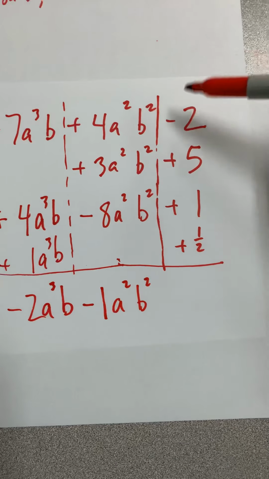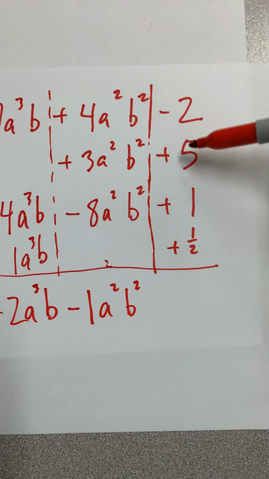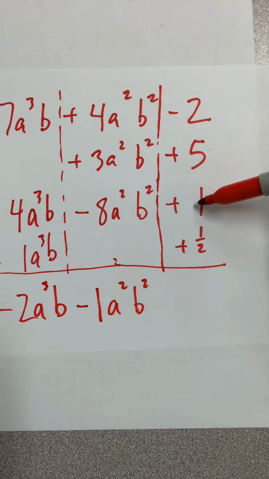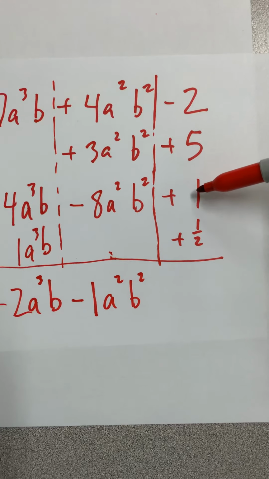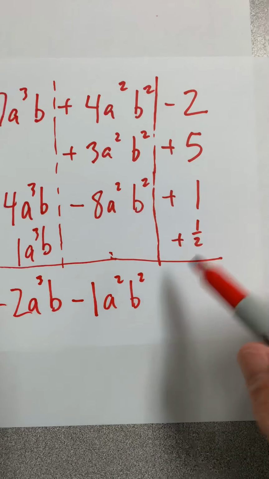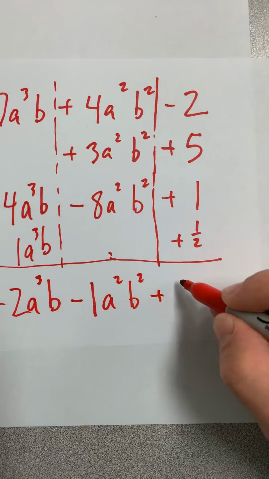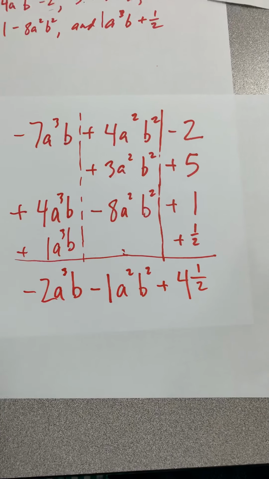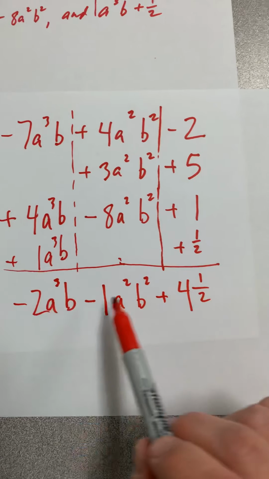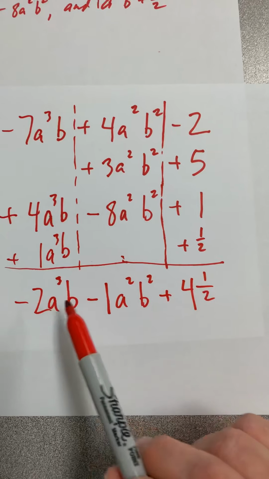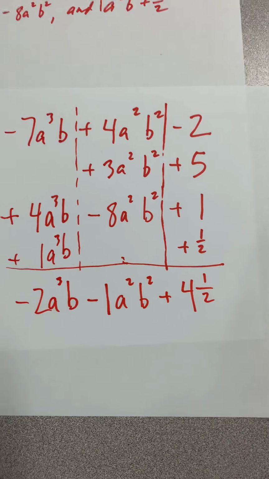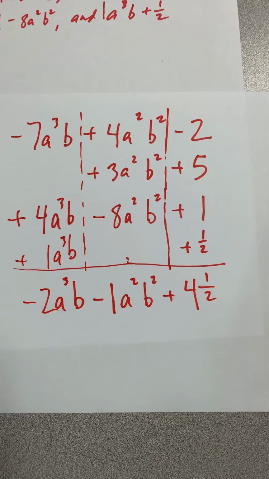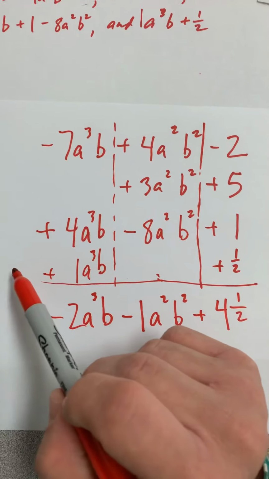Okay, now last column. Negative 2 plus 5 gives you positive 3. Positive 3 plus 1 gives you positive 4. 4 plus 1/2 gives you 4.5. So this is 4.5. And this would be our final answer. Notice how it's in descending powers of a. Okay? So that's how we deal with when we're adding, okay?